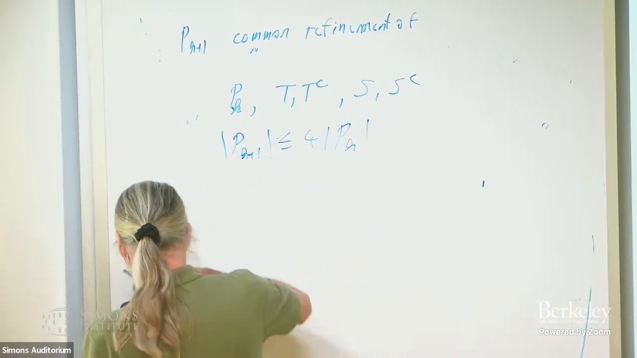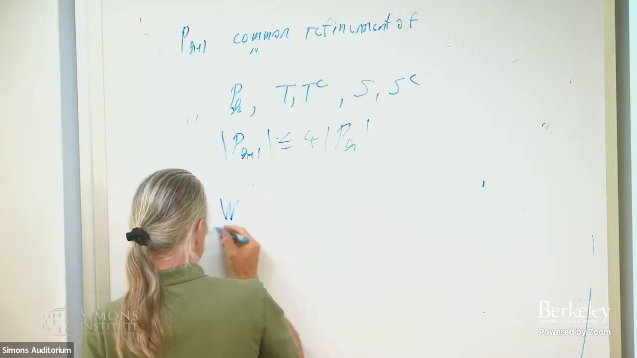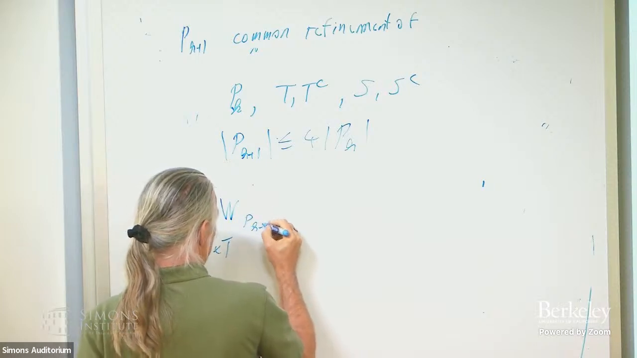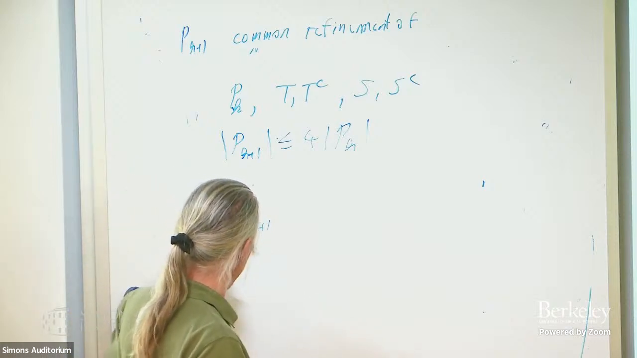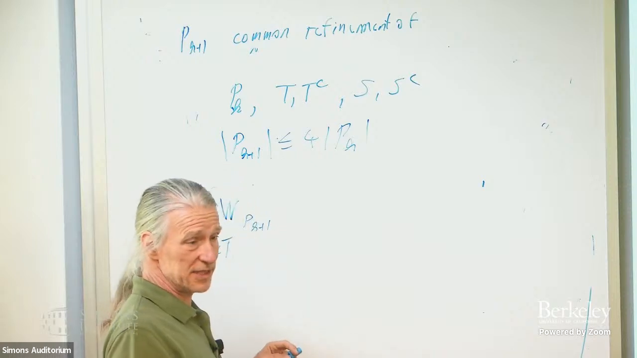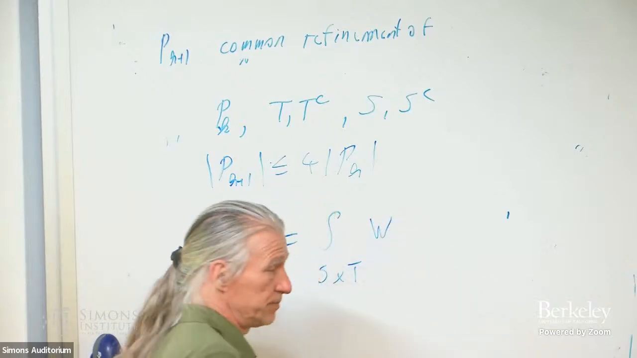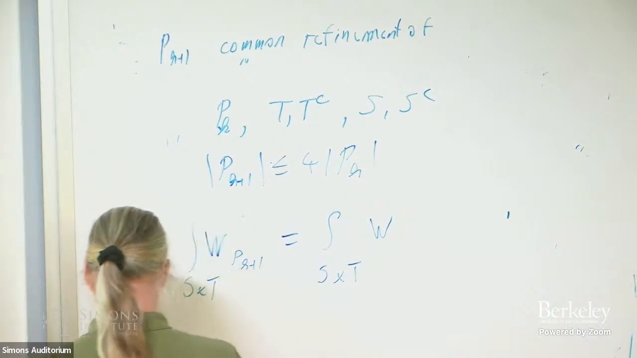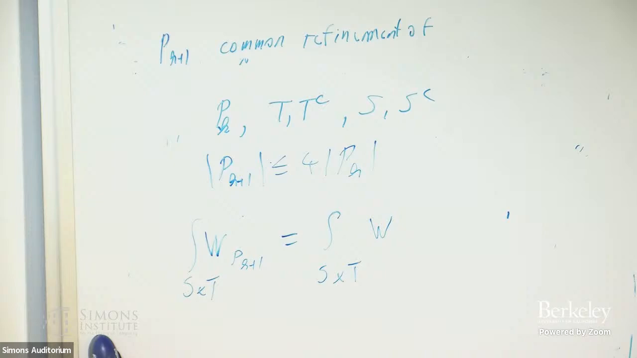Now let's observe something. If I look at the integral over S cross T of W_{P_{k+1}}, since S and T are unions of classes of this partition, this is just the integral over S cross T of W. So that is one observation. And now let me take my notes so that I do it most efficiently.